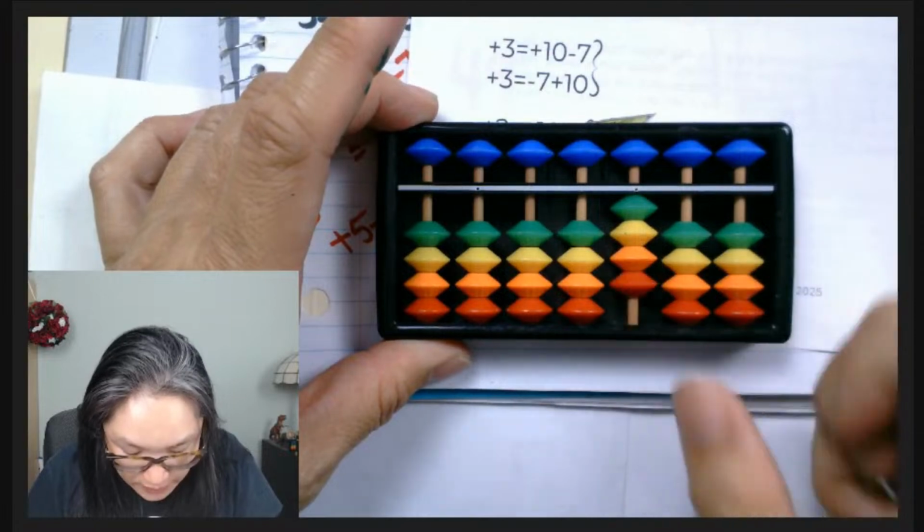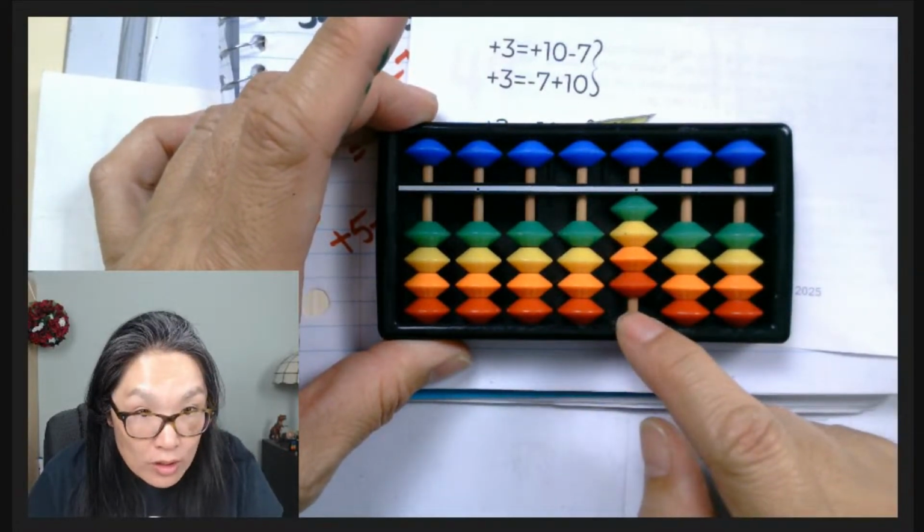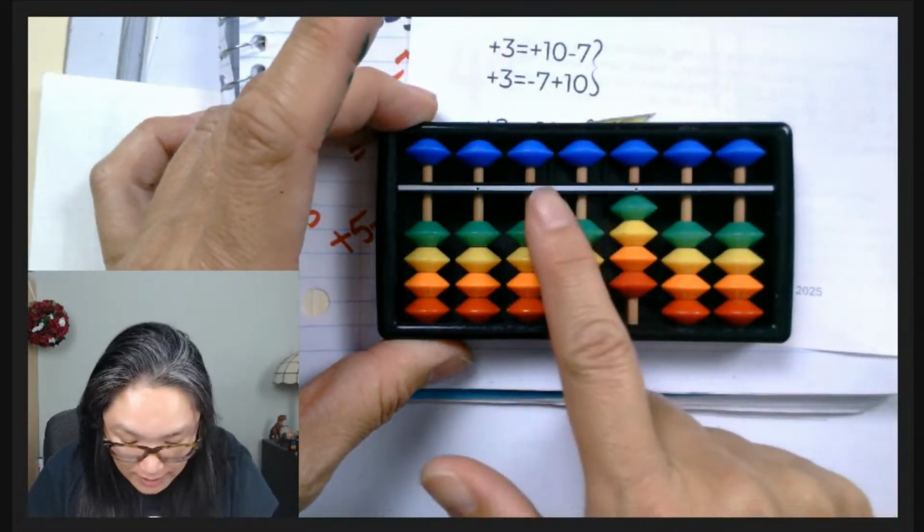After 3 is 4. After 4, right? This is 4. None of these beads are touching.